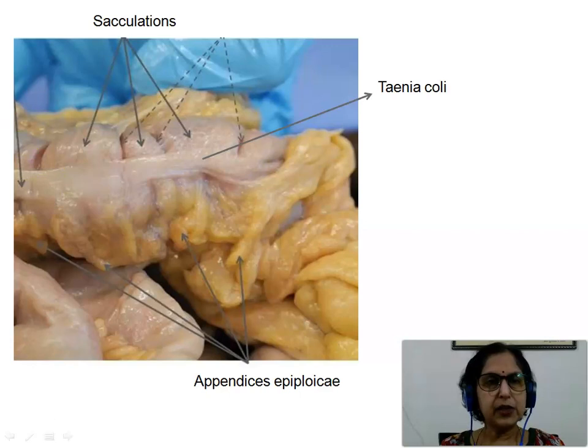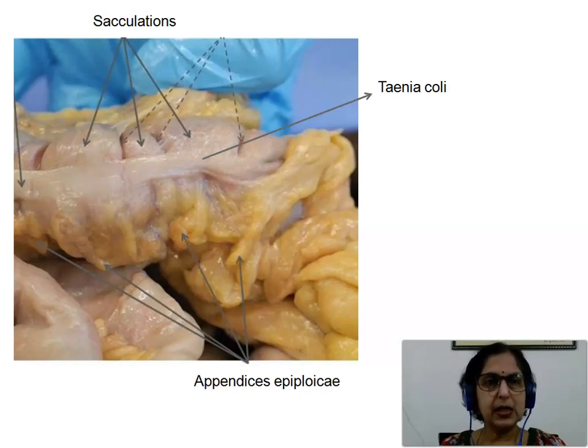Another feature which is seen here is the saculations. These are outpouchings that are seen in the wall of the large intestine. Now why are these seen? We said that the entire length of the large intestine is about 1.5 meter. And if we measure the length of the tinea coli, they measure only about 1 meter.